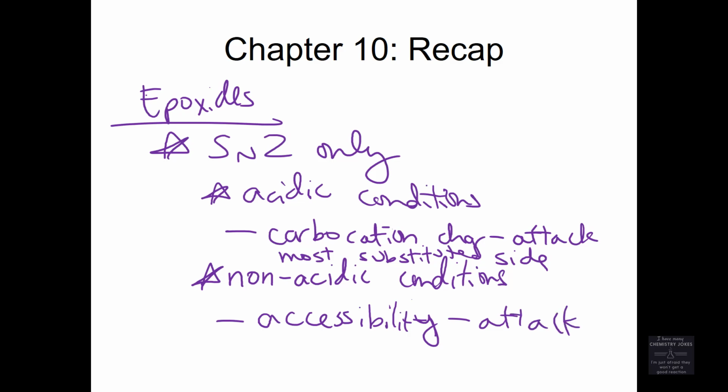Attack the least substituted side. So ethers do substitution only, but epoxides go even further and do SN2 only. You've got to worry about inversion and all that stuff, but yeah, epoxides do SN2 only. You've got to know if it's acidic conditions or not acidic conditions.